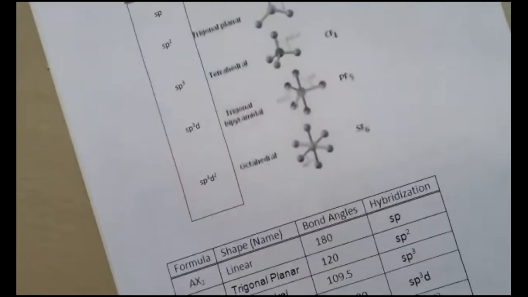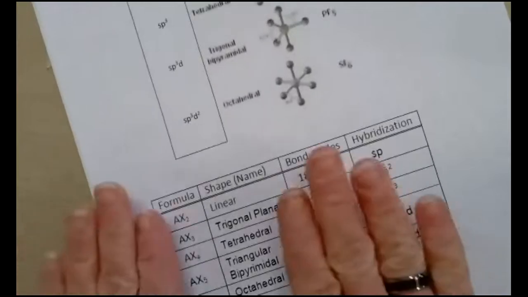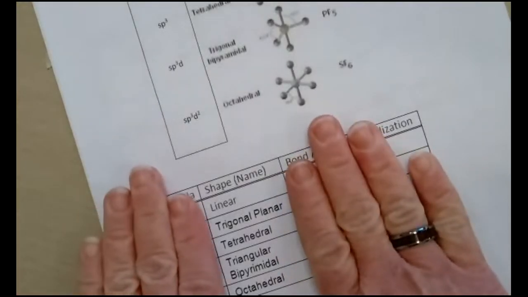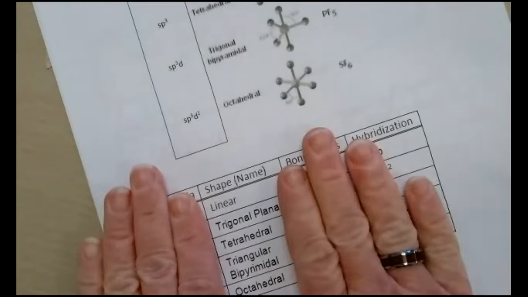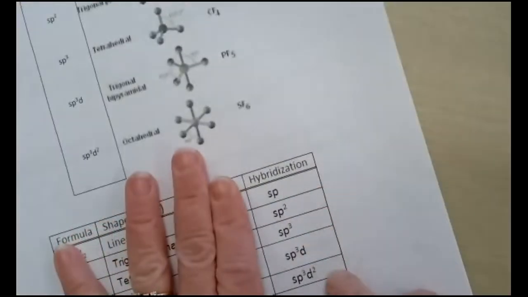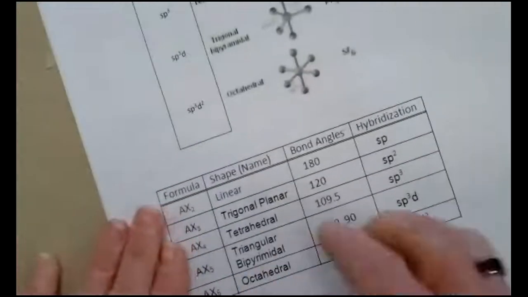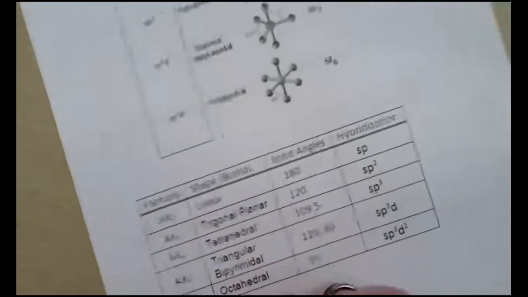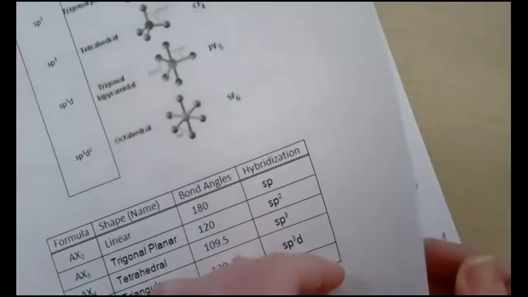And then how do we get the octahedral or 6 areas of bonding? Well, it must be sp3d2. So that is just what we have to be able to connect. As soon as you can declare the electron geometry, then you know the hybridization, or the number of electron areas, then you know the hybridization.